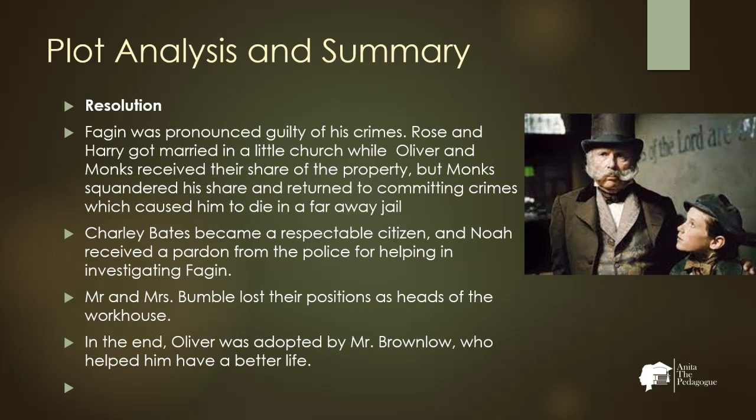Charlie Bates became a respectable citizen, and Noah Claypole received a pardon from the police for helping in investigating Fagin. Mr. and Mrs. Bumble, that is Mr. Bumble and Mrs. Mann, lost their positions as heads of the workhouse. In the end, Oliver was adopted by Mr. Brownlow, who helped him have a better life.